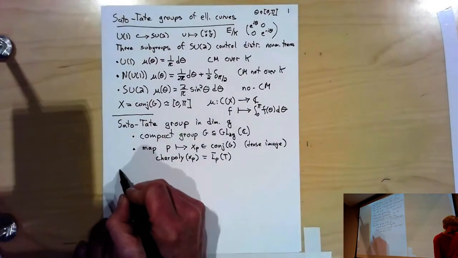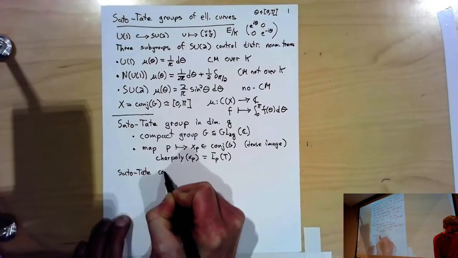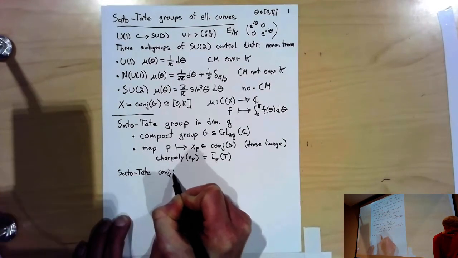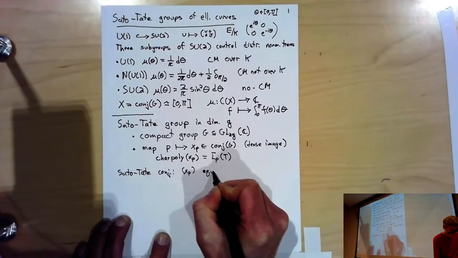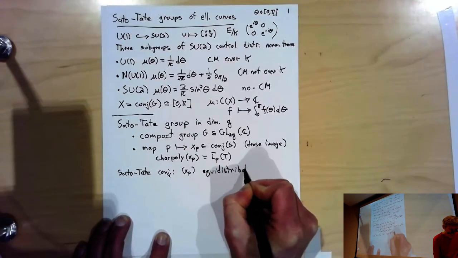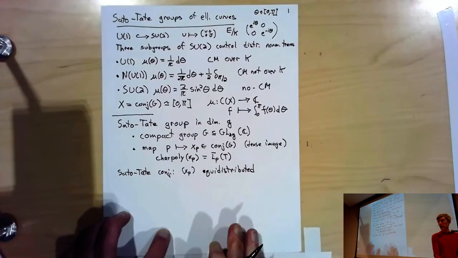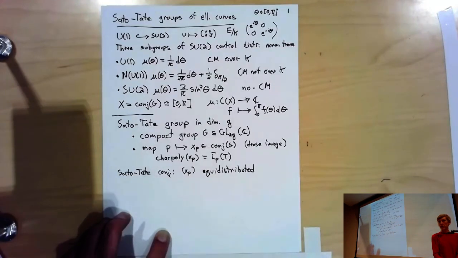And then the Sato-Tate conjecture is simply the statement that this sequence X sub P is equidistributed in the very precise sense that we formalized last time. So we mean this is a sequence of conjugacy classes. We mean equidistributed with respect to the push forward of the Haar measure on the group.